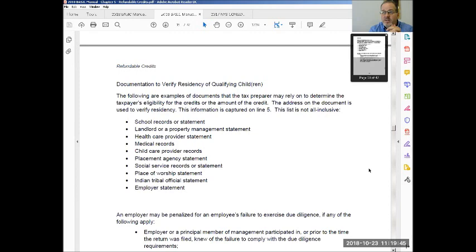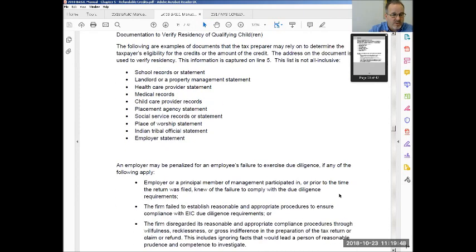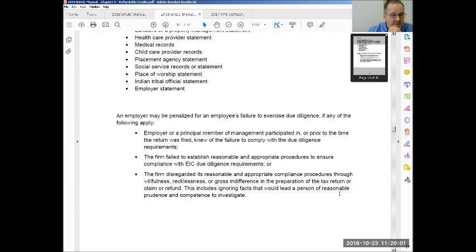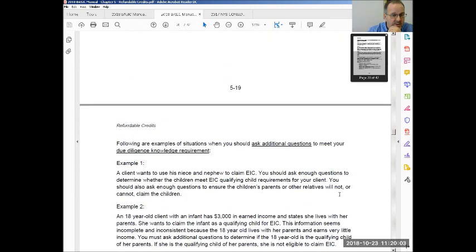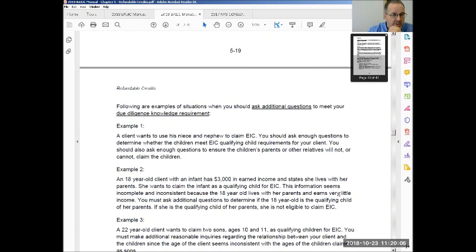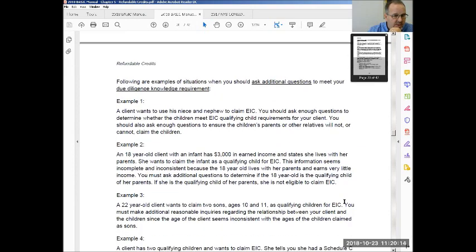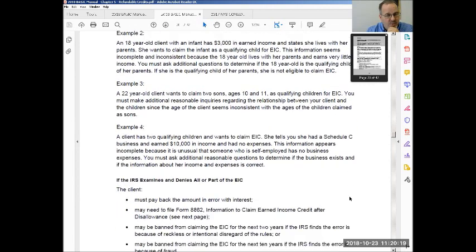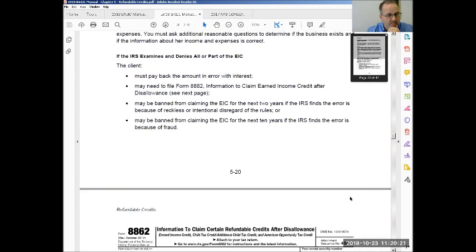Okay. Might be the case that you get to claim your kids on the health insurance. So that's where, because again, if your employer's health insurance says one thing, your tax return says something different, which one's not correct? Okay. All right. And there's some examples there on the top of 520. Should ask additional questions to meet your due diligence knowledge. Like I said, I can't stress enough on these with the earned income credit and your due diligence on them. All right.